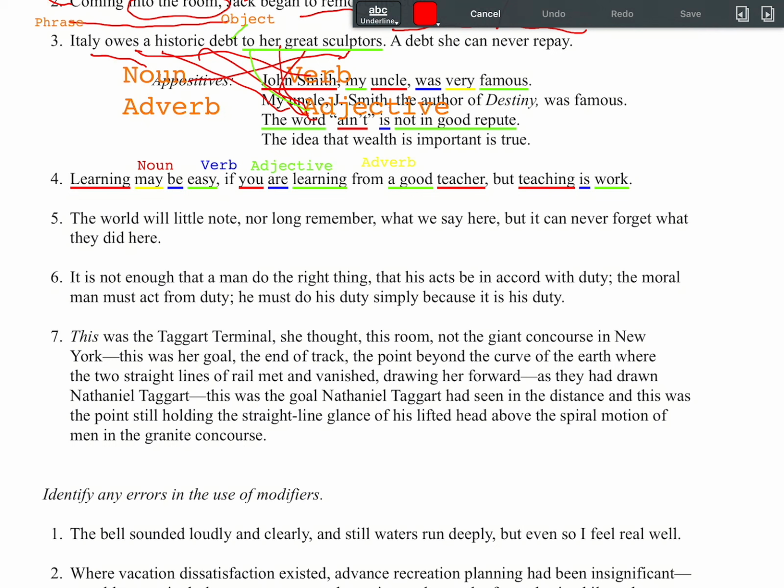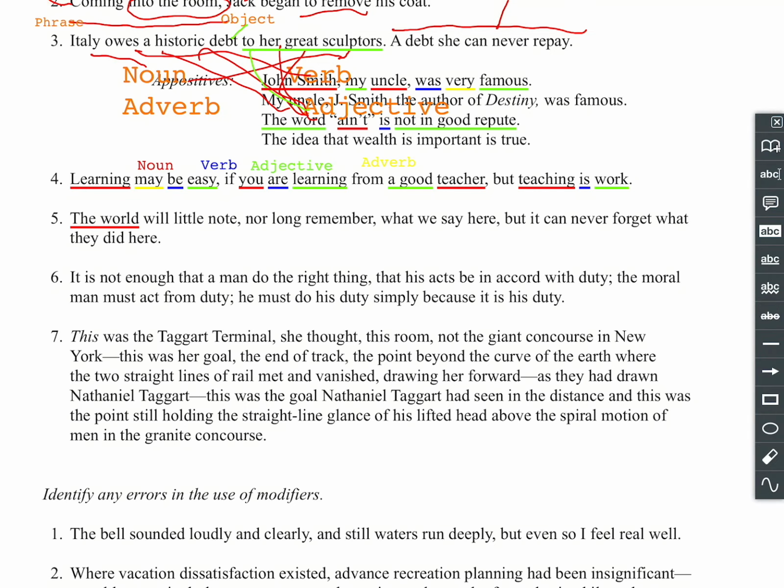Alright. Red for noun. The world will little note nor long remember what we say here, but it can never forget what they did here. So, I'm going to do things a little differently. I'm going to call the world a noun phrase. Note. What's note? Is note a verb here? I think will note is a verb phrase, and little is an adverb because it modifies the noting.